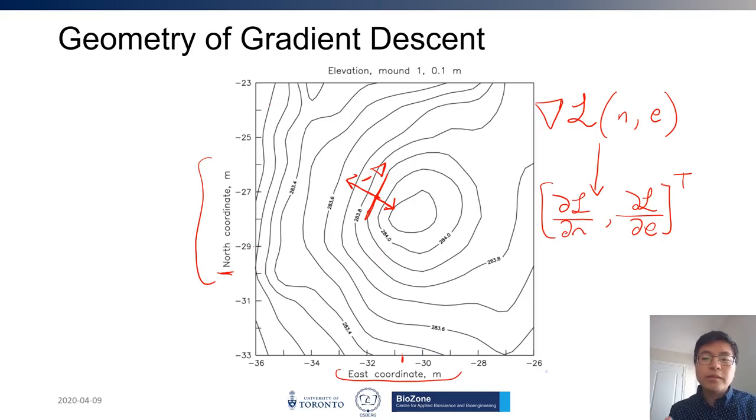Intuitively, you can also think of this as how much should I tune our parameters n and e such that you get the maximum effect. And that's why you have these derivative terms. You're looking at how much your loss function changes given some slight perturbations in your parameters.